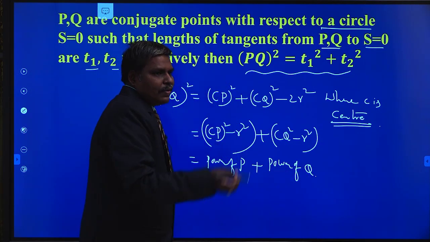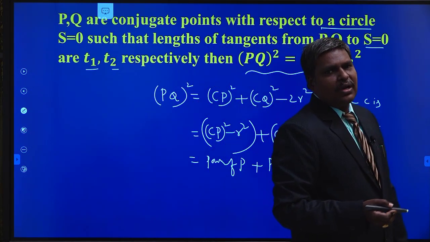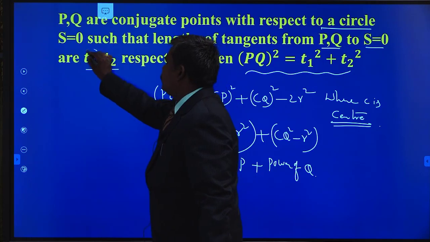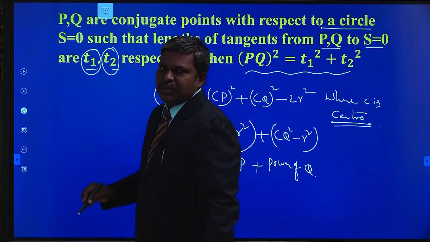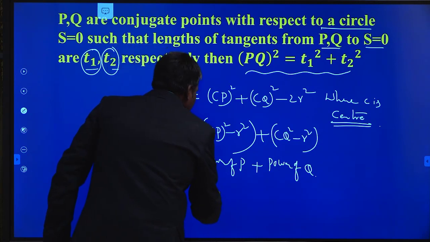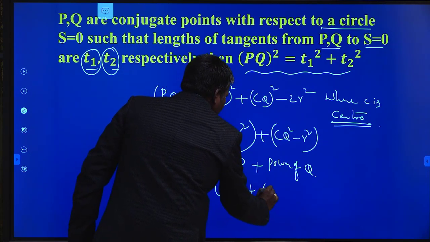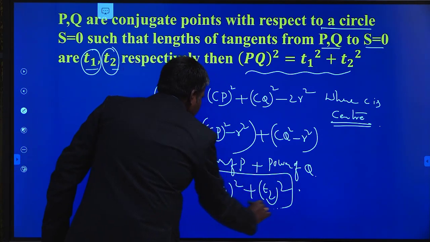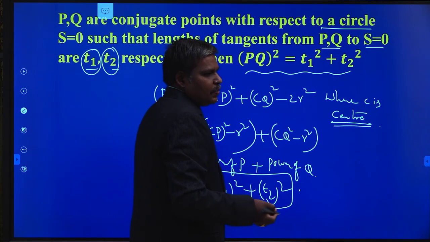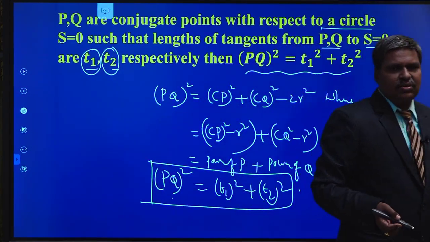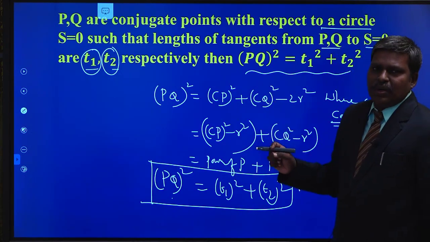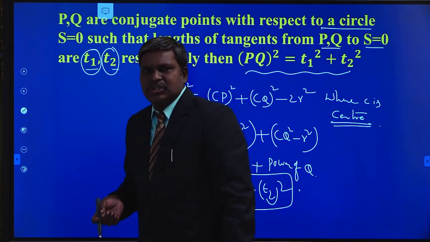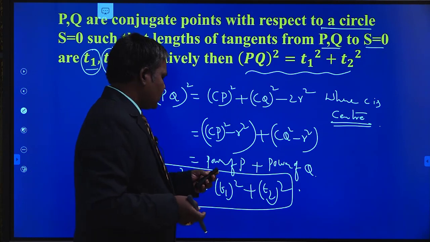What is the relation between power and length of tangent? Power of P is equal to the length of tangent from the point P whole square. What is the length of tangent given to you? T1. What is the length of tangent of Q with respect to the same circle? T2. This is nothing but T1 whole square plus T2 square. Am I correct or not? So this is the result: PQ square is equal to T1 square plus T2 square. So if P, Q are conjugate points with respect to circle S equal to 0, and T1, T2 are lengths of tangents drawn from P, Q to the same circle respectively, then PQ square is equal to T1 square plus T2 square. Understand?